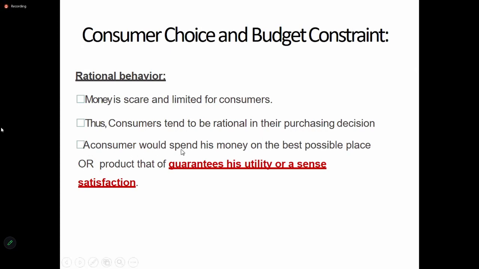So a consumer would spend his money in the best possible way, on the product that guarantees his utility. I think you remember this term we discussed, or sense of satisfaction, because the main objective of a consumer is to get maximum satisfaction. Satisfaction we normally measure using utility. I explained utility on the very first day. We measure it in utils, because there are no other measurements like kilograms. So normally we give utils.